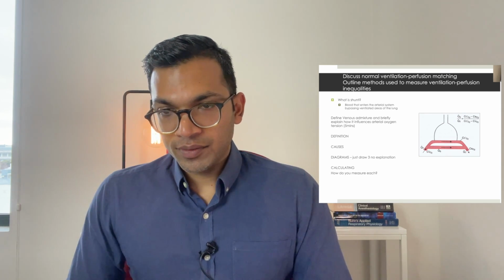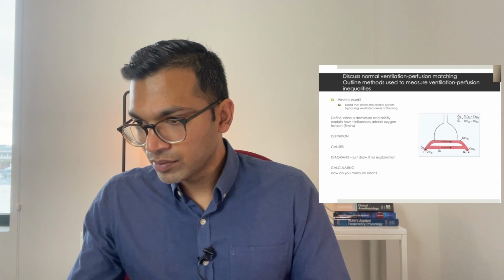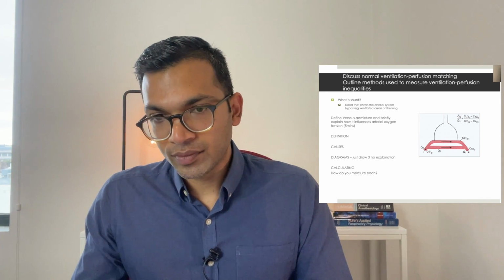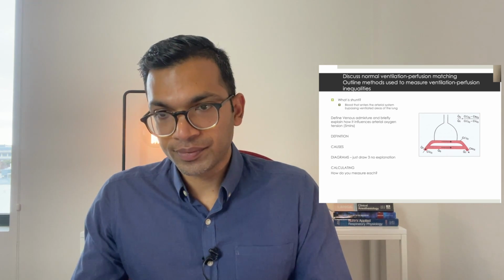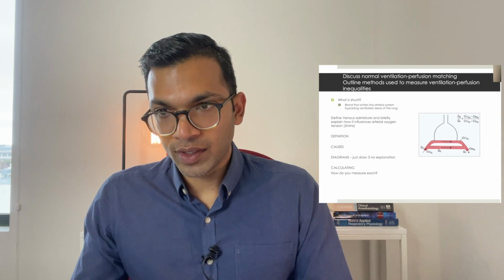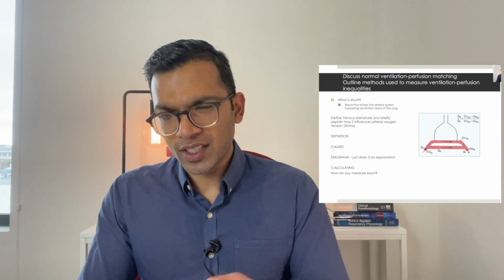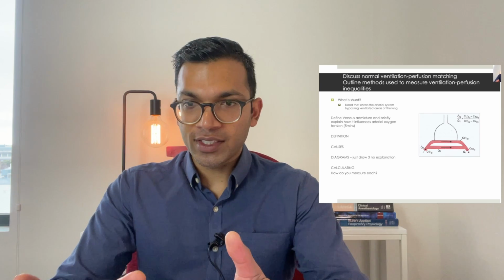From there, that equation can be rearranged to demonstrate the shunt equation of Berger, which shows that the shunt fraction QS on QT is equal to pulmonary capillary minus arterial oxygen content, divided by pulmonary capillary minus mixed venous oxygen content. And that's great. So you went through a whole bunch of the principles to get there, which is actually pretty good to know. But at the end of the day, you could probably just reproduce this equation.